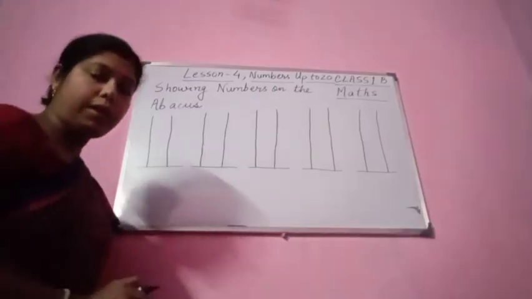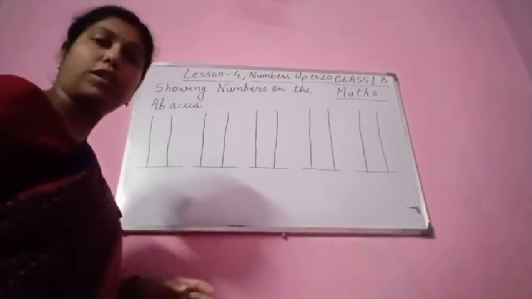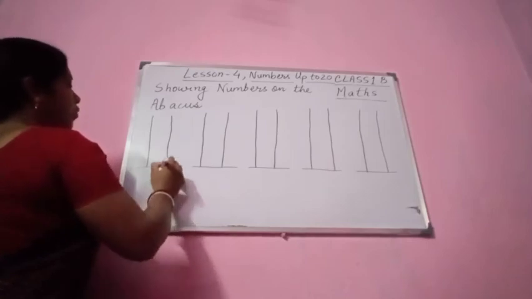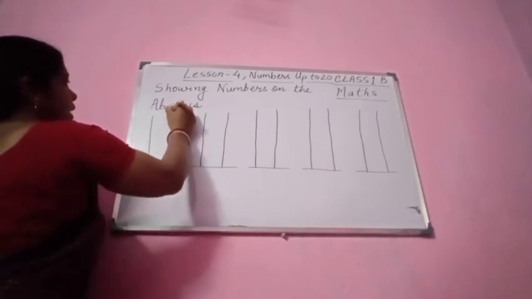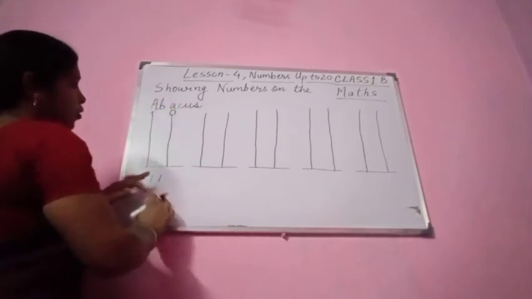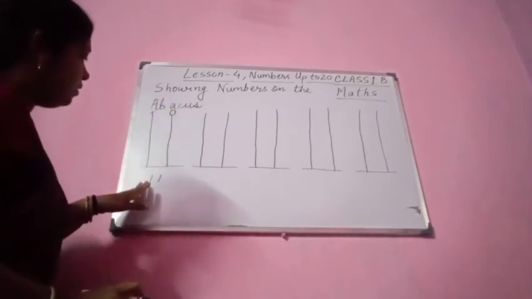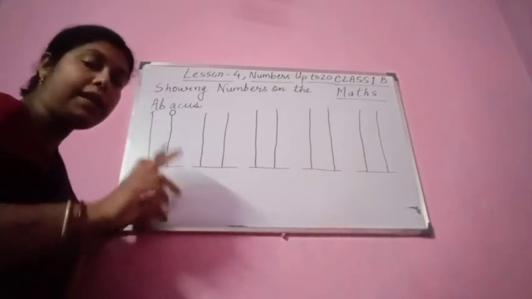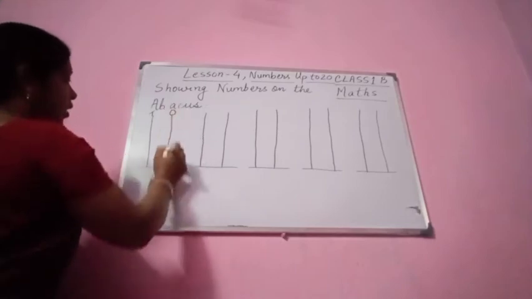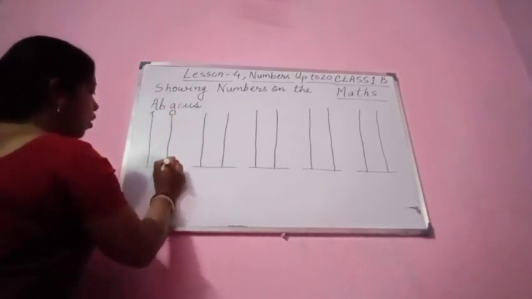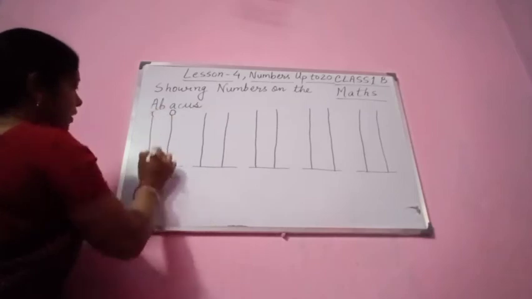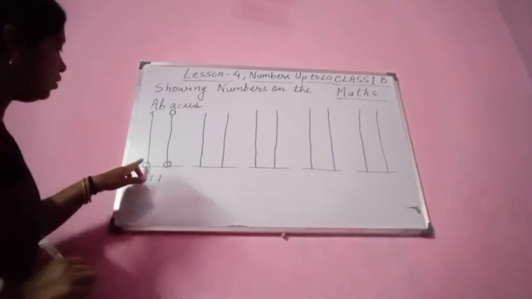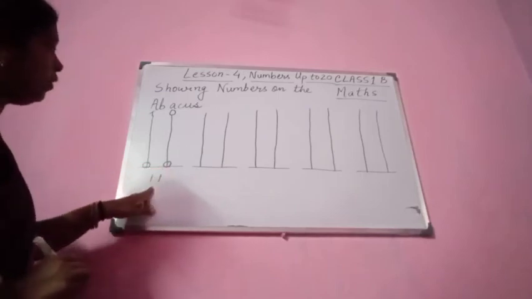Now you see, from 11 to 15 we will be drawing on the abacus. So 11, how will we represent it on the abacus? You see here ones and tens. In 11 we have 1 ten and 1 one, isn't it? 11 means 1 ten and 1 one. So on the ones spike you draw 1 one, and on the tens spike you draw 1 ten. That means 10 plus 1 equals 11.